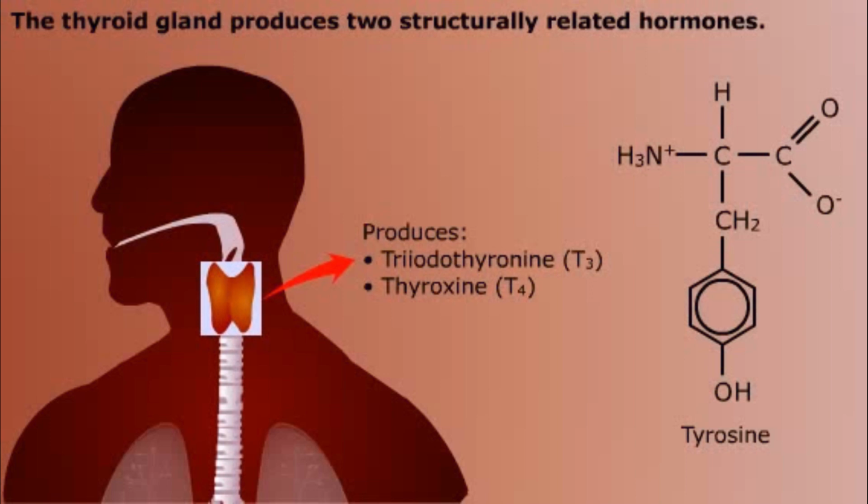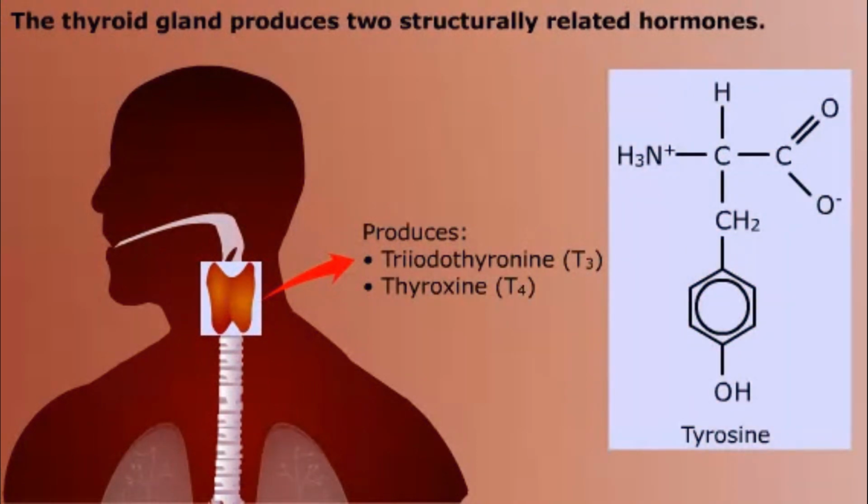Continuing our investigation of the endocrine glands, we'll look at the thyroid gland. In mammals, the thyroid is composed of two lobes on the ventral, or front side, of the trachea. The thyroid produces two structurally similar hormones: triiodothyronine, or T3, and thyroxine, or T4. T3 has 3 iodine atoms, and T4 has 4. These hormones are derived from the amino acid tyrosine.